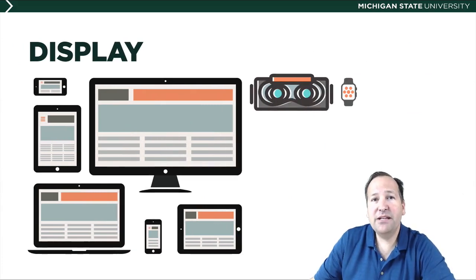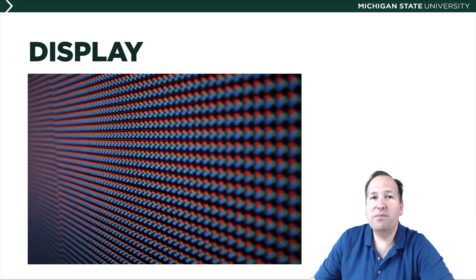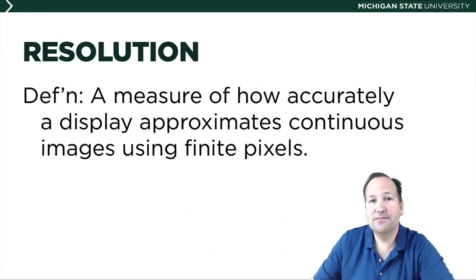Today, displays come in many different shapes and sizes, from the display on our desktop and laptop to our smartphone and tablet, or even our smartwatches and virtual reality glasses. In general, they all work the same. Images are displayed by emitting light to create a grid of small dots that our eyes perceive as an image. One of the most important differences when distinguishing between displays is the resolution that the display supports. But what do we really mean when we say resolution? One definition of resolution is a measure of how accurately a display approximates continuous images using finite pixels.